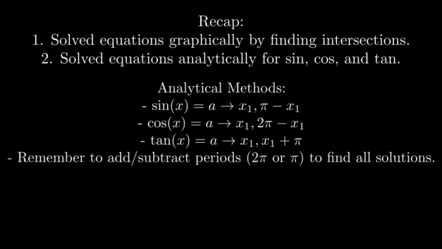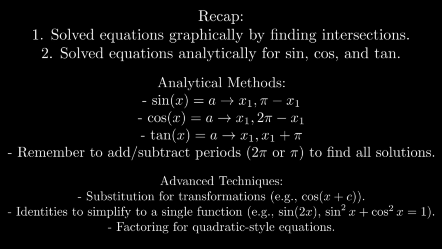For sine, we find the principal solution and pi minus that solution. For cosine, it's the principal solution and 2 pi minus it. For tangent, we just need to add multiples of its period, pi. In all cases, we must use the period to find all solutions in the given interval. We also learned how to handle more complex cases. We use substitution to manage transformations inside the function, remembering to always adjust the interval. We used identities to simplify equations with multiple trig functions, or to create quadratic forms. And finally, we solved those quadratic equations by factoring and checking for impossible solutions.